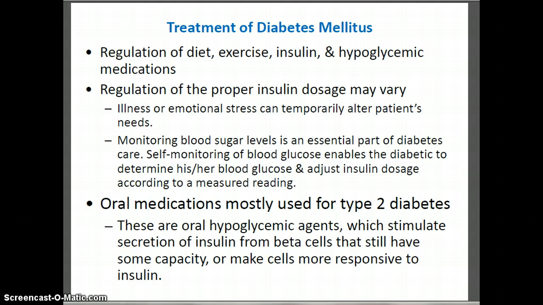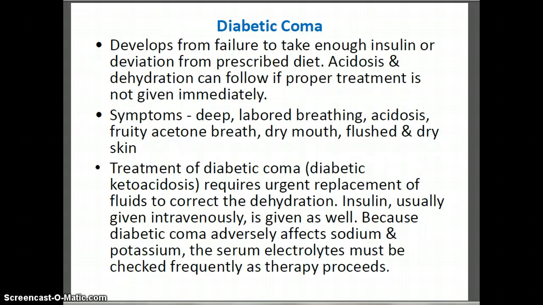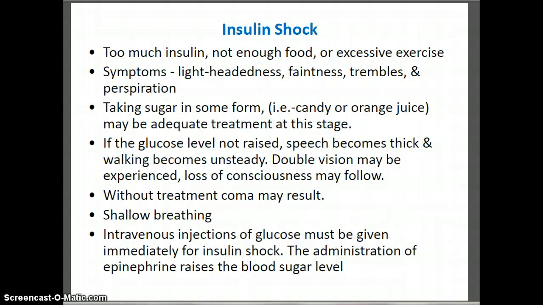These are agents that are supposed to stimulate the secretion of insulin from the beta cells, which still do have some capacity, but once that capacity is further diminished, then insulin may be needed, as I said, even by type 2 diabetics. A diabetic coma can result from acidosis and dehydration. And here are the symptoms: deep labored breathing, acidosis, fruity breath, dry mouth, flushed and dry skin. Treatment requires urgent replacement of fluids. Insulin can be given intravenously, and this also may help.